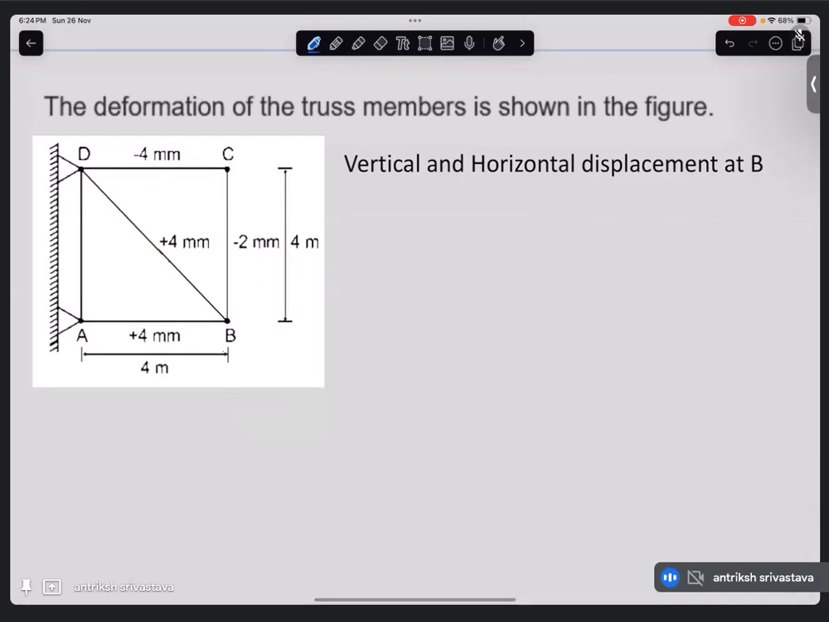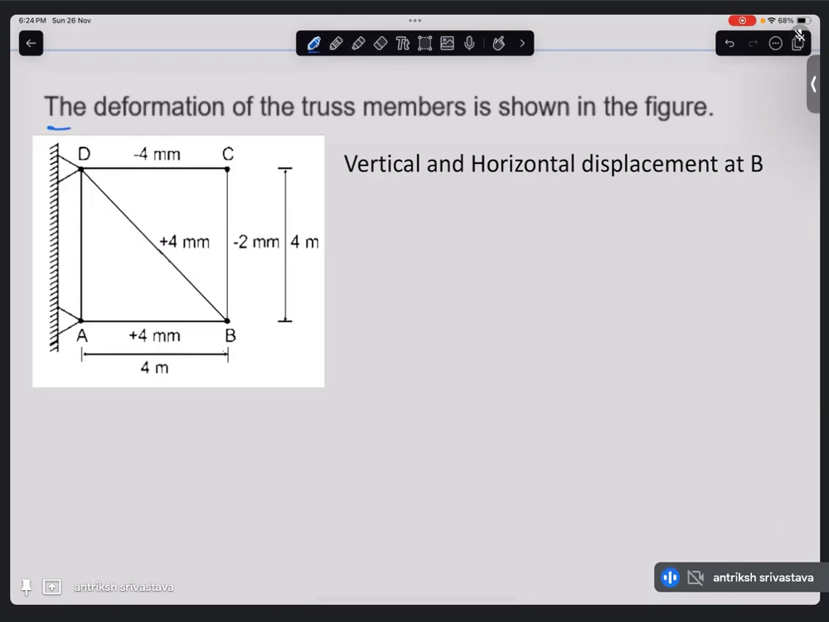Now look at this question. This question also looks very intimidating. But after applying the concept, you will feel like, oh my God, this is a very simple question. Okay, now let's look at this.